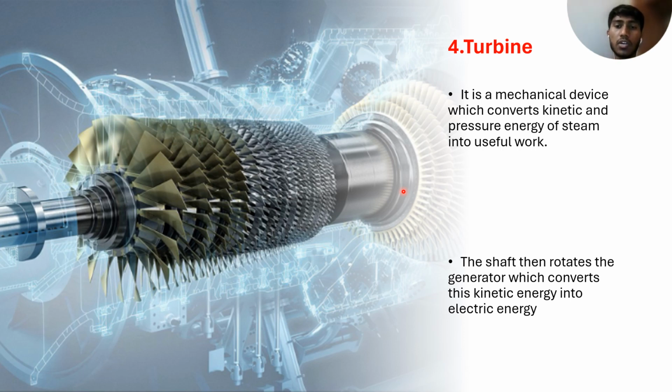While rotating, the shaft starts changing kinetic energy into electrical energy. So finally this electrical energy is stored in the powerhouse, and finally it is used.